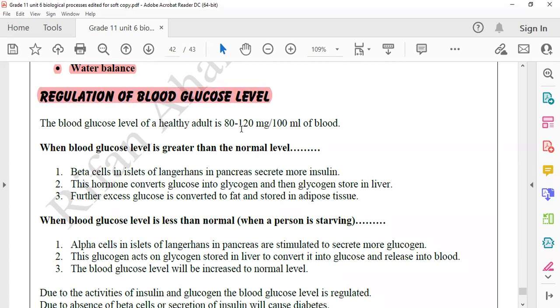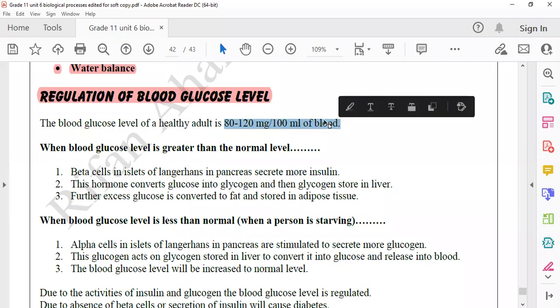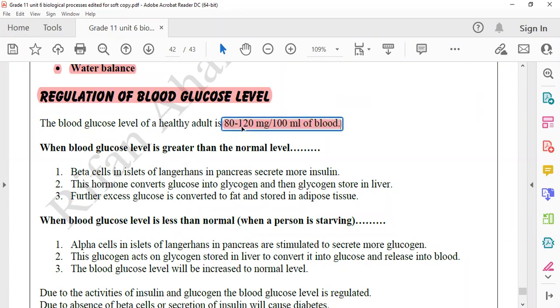Remember, fasting means for 12 hours without taking any food. You can drink water without taking any food. By fasting for 12 hours, if you go and check your blood, if the blood glucose level is 80 to 120 milligram per 100 milliliter, you are a healthy person. Understood?